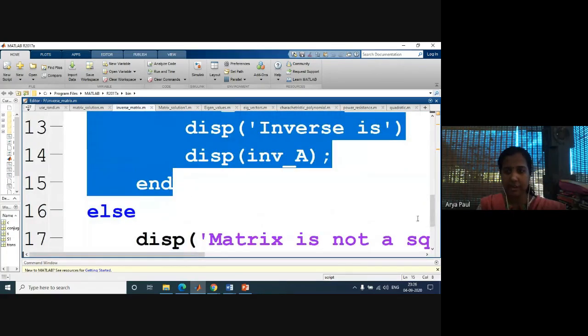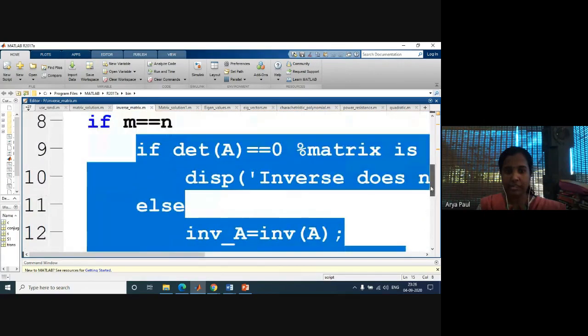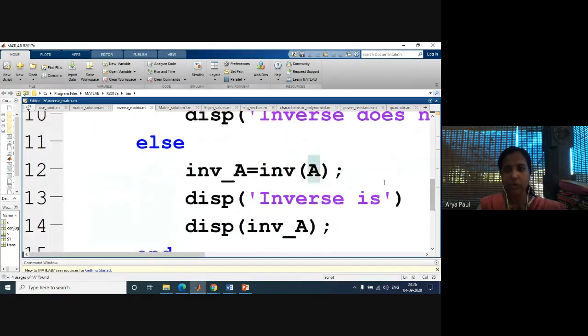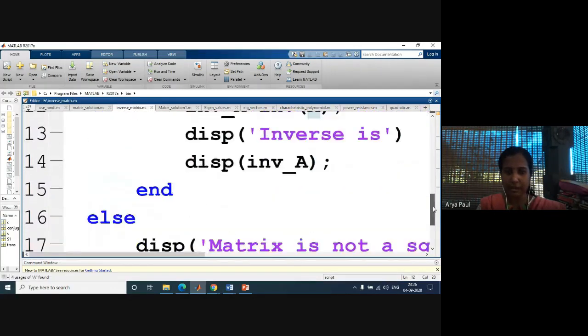This if else statement you have ended. That means if determinant of A equal to 0, if determinant of A not equal to 0. So that if else statement you have ended here. Okay, now there is another else.